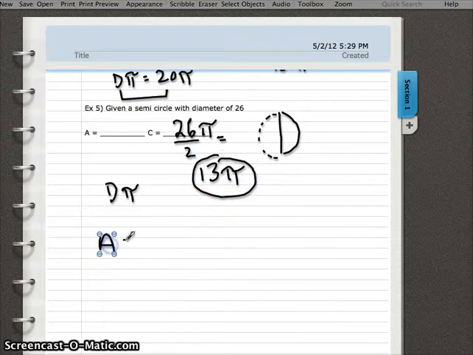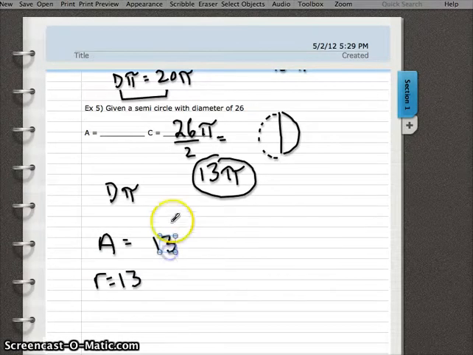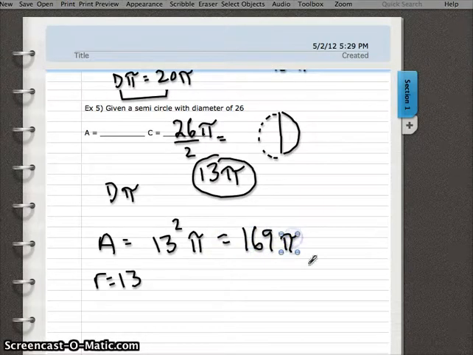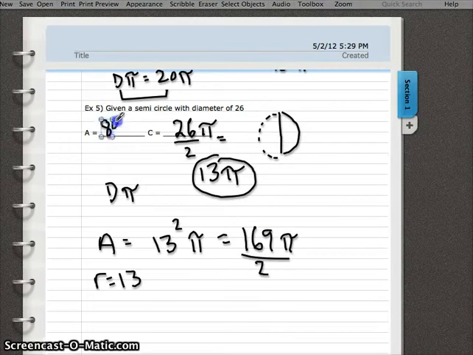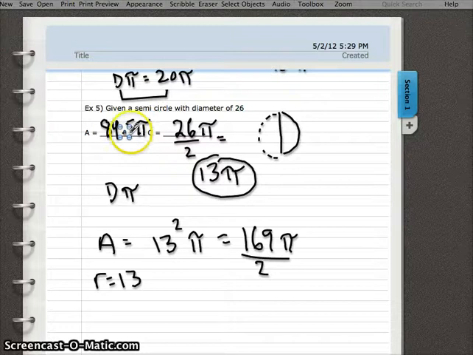To find the area, use our area formula. First you need the radius. So the radius is always half the diameter. Radius is 13. So 13 squared, radius squared times pi. 13 squared is 169. We got pi attached. If we divide that by 2, we get the area of the semicircle. So half of 169 is 84.5. And we still got pi there. We can multiply by 3.14 to get our full area, or leave it in terms of pi.